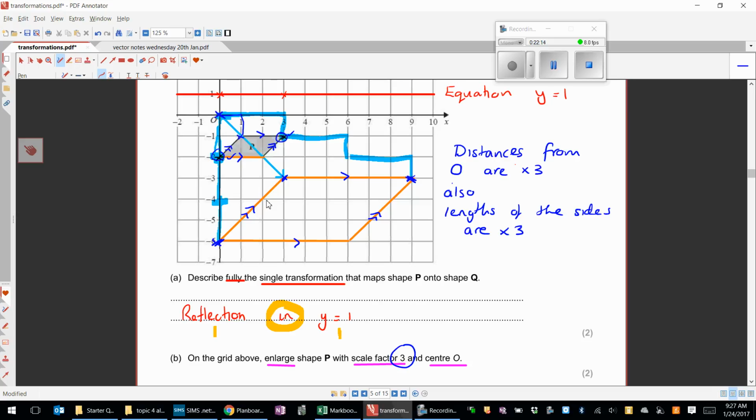Now this bit is actually an important thing to remember. If you've done a scale factor of 3, the lengths of all the sides are multiplied by 3. So it might be a problem solving question for you. Okay. So that's probably an important thing.